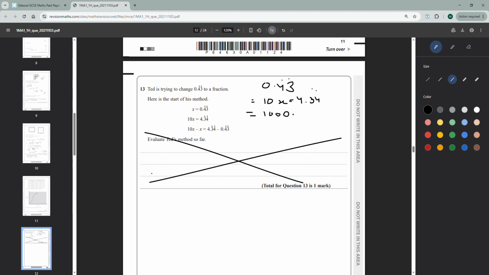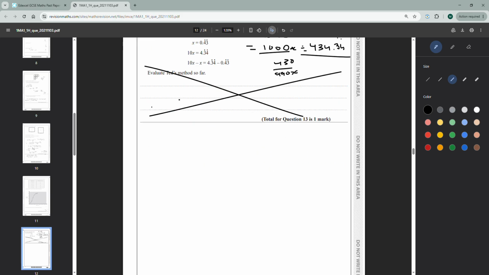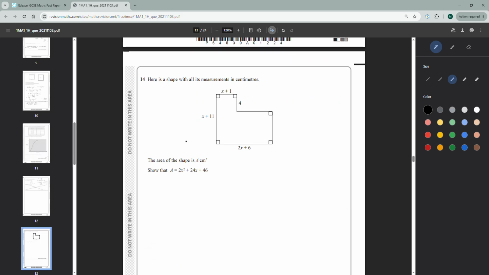So let's do 1000x, which is gonna be 434.34. Okay, and then let's just subtract it, and 430. I'm gonna guess it's 430 over 990x. Because over here, that's just 990x. Alright, I'm gonna assume it's that. Sorry, Ted. No one cares about you. Alright, this one is gonna hurt me.